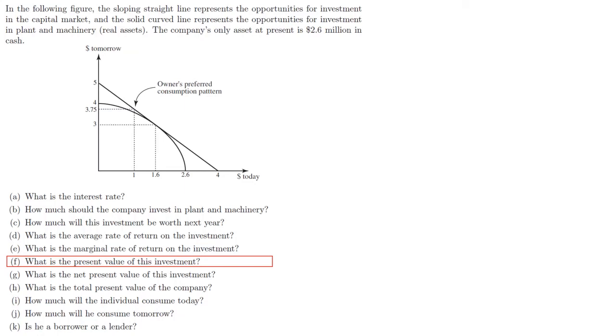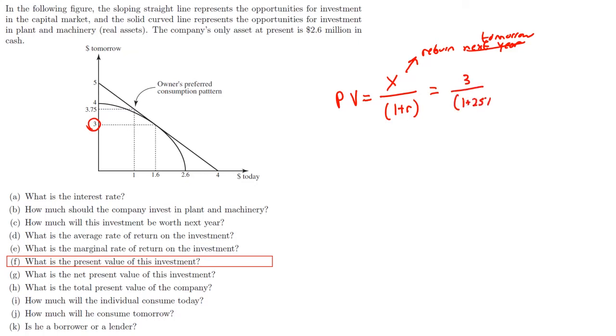Well, we know that the investment will return $3 million to us next year. The simple present value formula is x divided by 1 plus r, where x is your return next year. In this world, not next year, but tomorrow. So what we have is 3 divided by 1 plus 25%, which gives us $2.4 million.